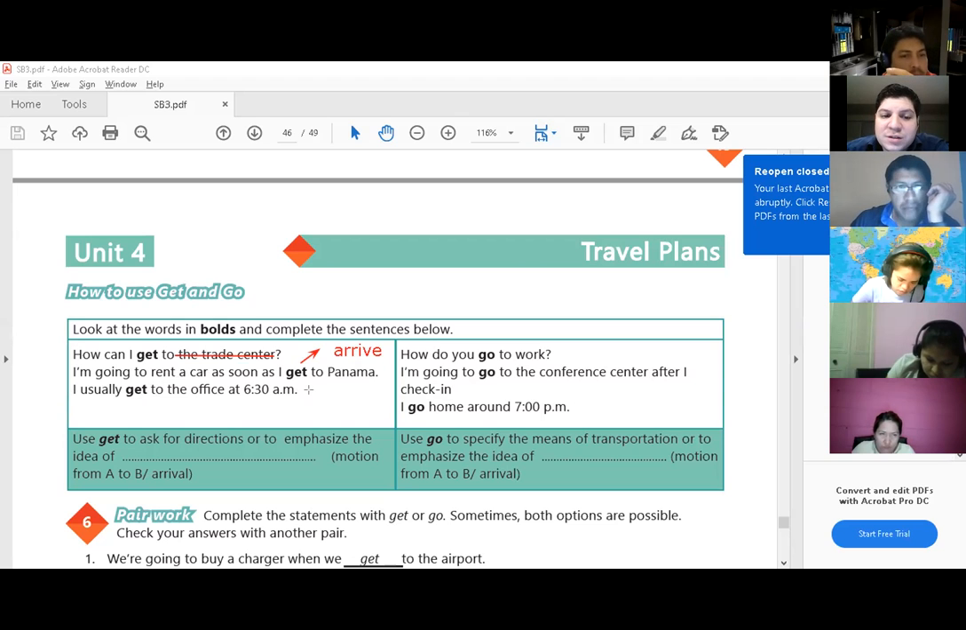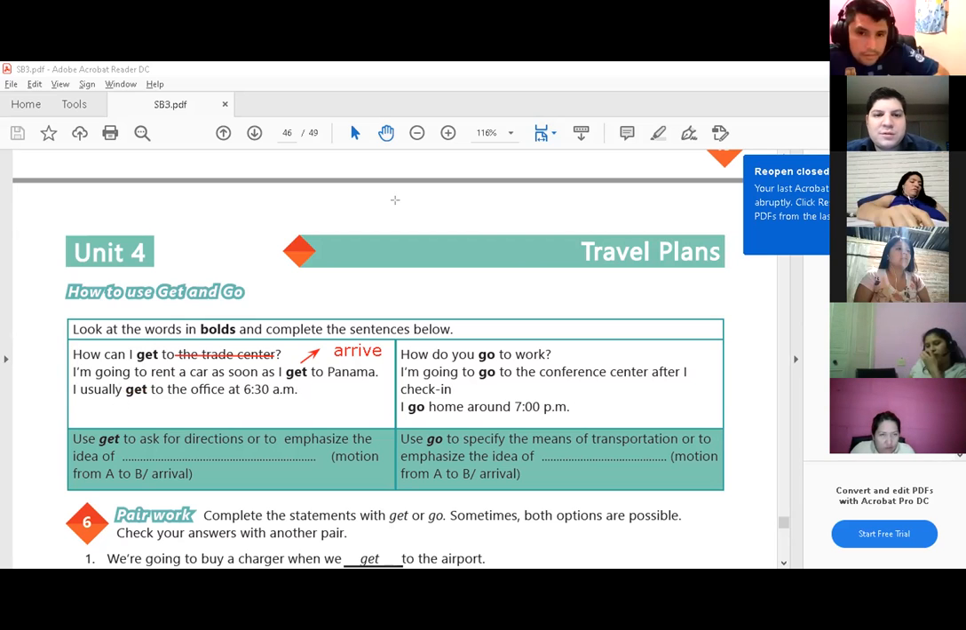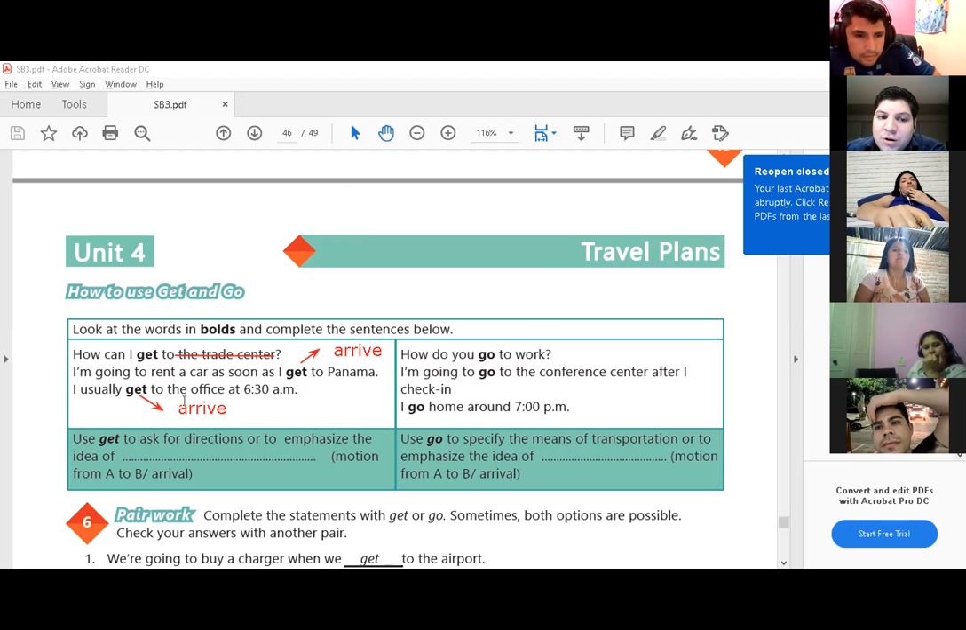I usually get to the office at 6:30 a.m. Oh my God. Can I say I usually arrive to the office at 6:30 a.m.? Yes, we can. So remember, get makes emphasis on the fact that you arrive. Okay. And in this particular way, how can I arrive? How can I arrive to such place? Got it? Now, read it with me, please. We're going to work with this a little bit more.